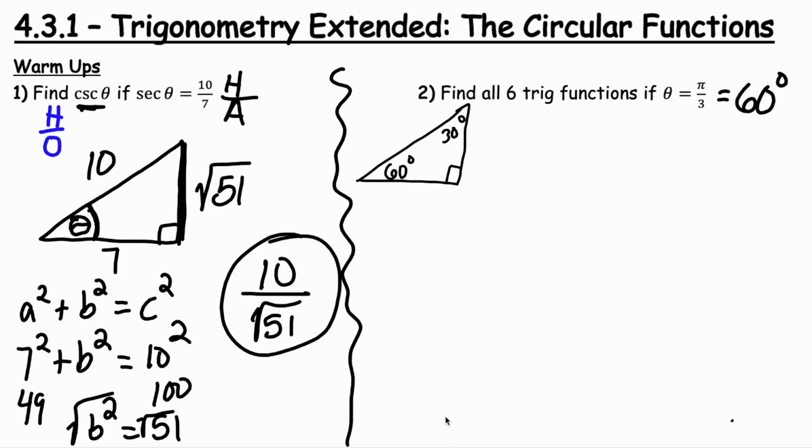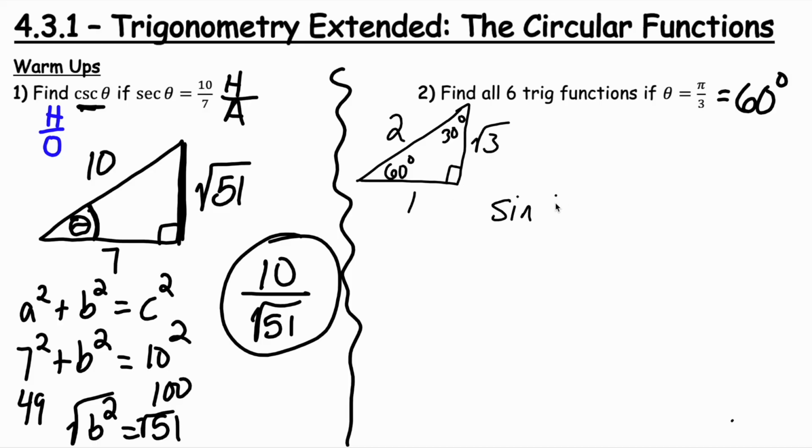Again, this is a triangle you should have memorized. We should know that the hypotenuse is 2. Opposite of 60 is square root of 3. And then opposite of the 30 degree is 1. This is a triangle you should have memorized by now. And if you don't, the 30, 60, 90 and 45, 45, 90 triangles we should have memorized. So now we need to find all 6 trig functions of this. I'm just going to go ahead and make a list.